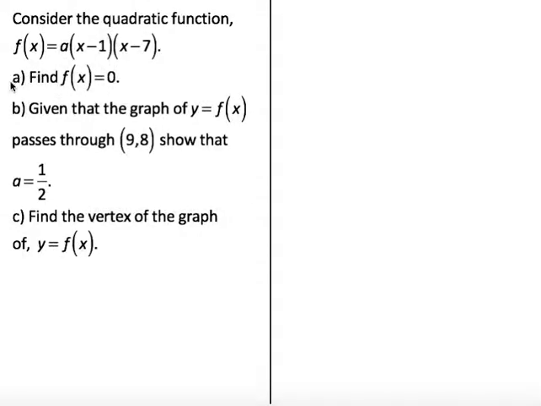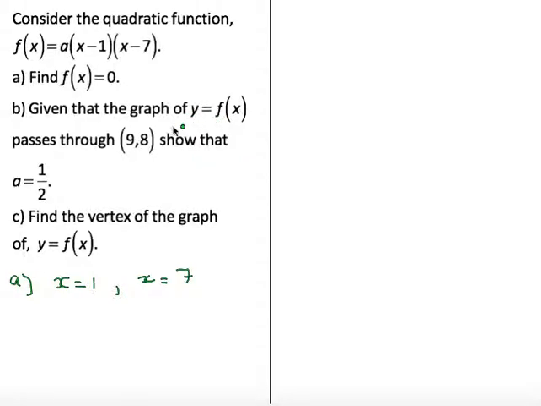So first of all, find f(x) equals 0. So I want to solve this equal to 0. So either that bracket is 0 or that bracket is 0. That one should be quite straightforward. It's only worth a mark or two. I want to make x 1, that makes the first bracket equal to 0, or I want to make x equal to 7 to make the second bracket equal to 0. So that's quite straightforward. 1 in there, 7 in there.